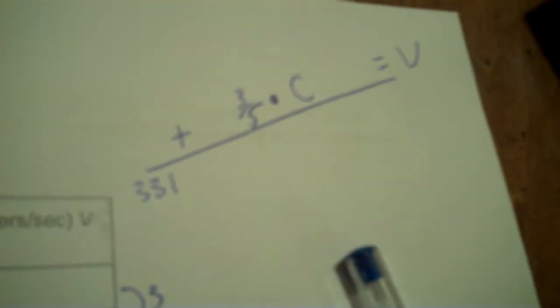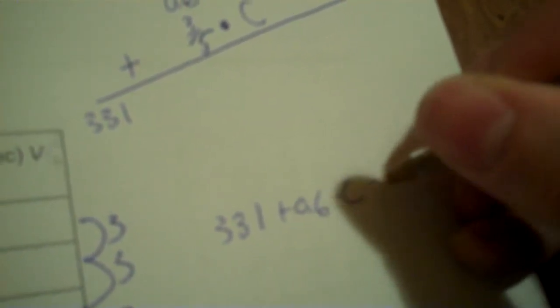So it's called the rate of change. Find what that changes by, this has to go on top though. Now you can take 3 divided by 5. You could put 0.6 if you want, it's right. I just don't want those decimals that just go on and on. So you can either put 3/5 or 0.6, I don't care. 331 plus 0.6 times c equals v.